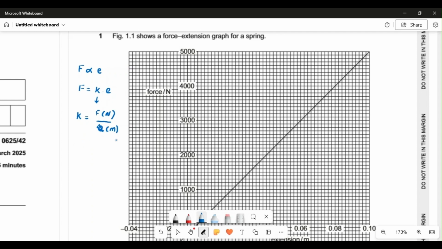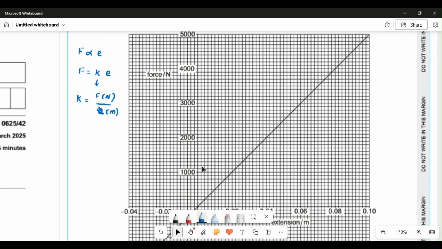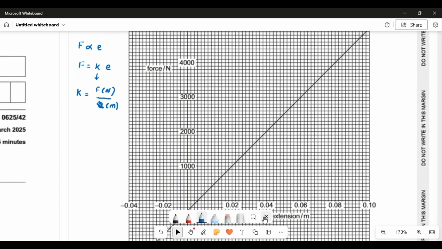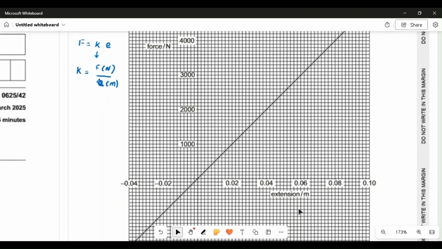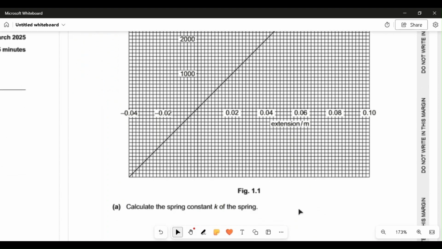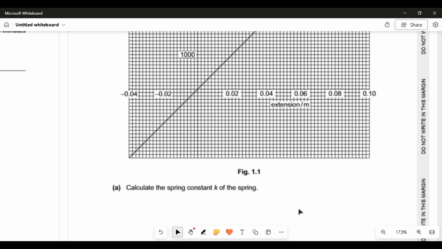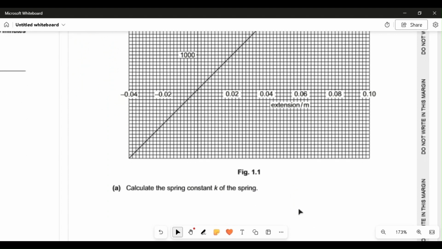Here in this graph, we can see there is a force given and also extension given. Force is on the vertical axis, y-axis, 1000 Newton, 2000, 3000, and on the x-axis there is 0.02, 0.04 meter extension. So this is our graph, that is a straight line. First part says calculate the spring constant K of the spring.